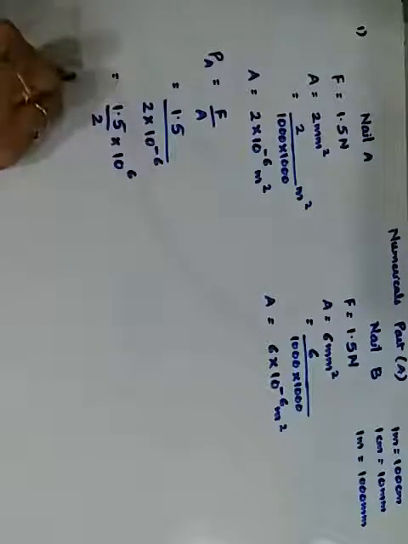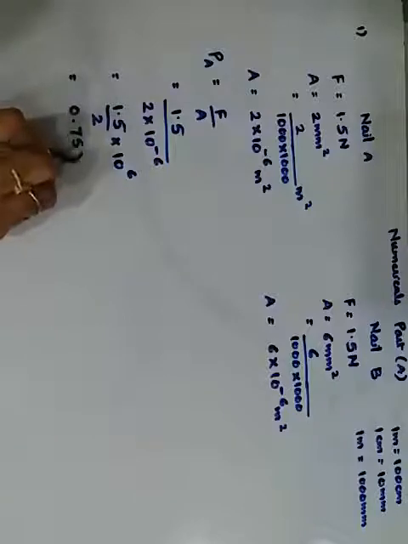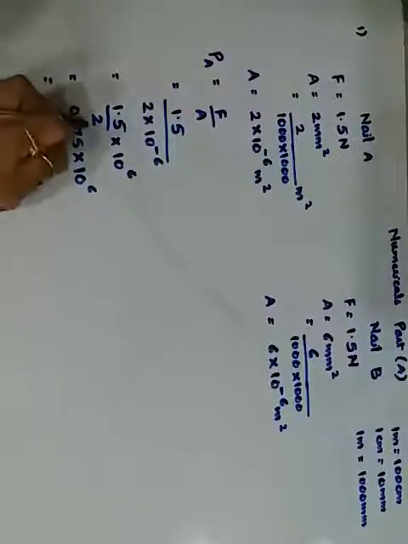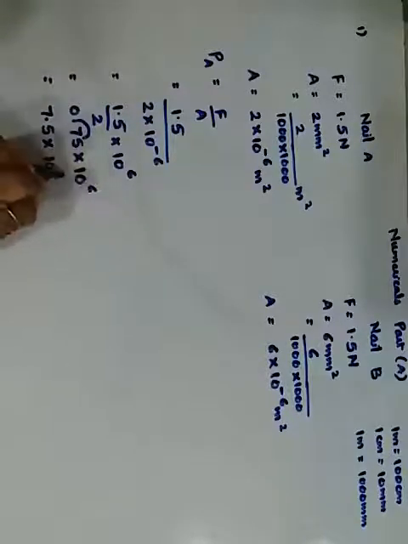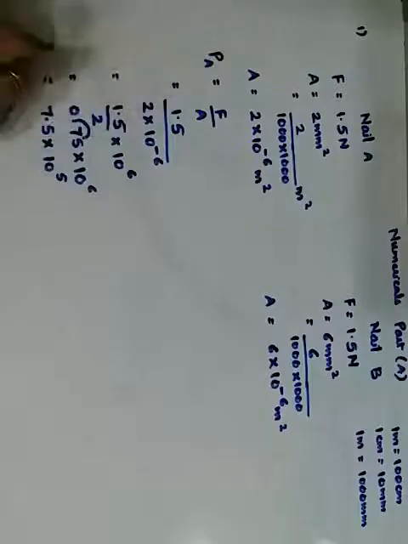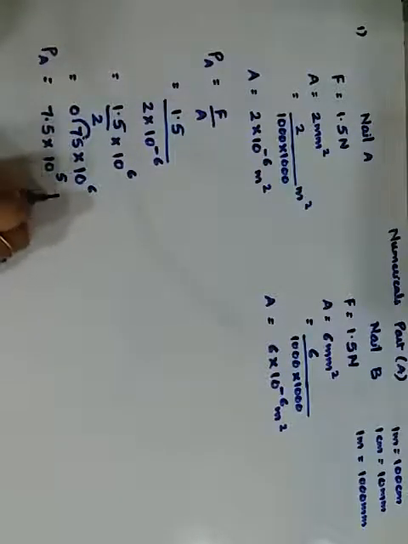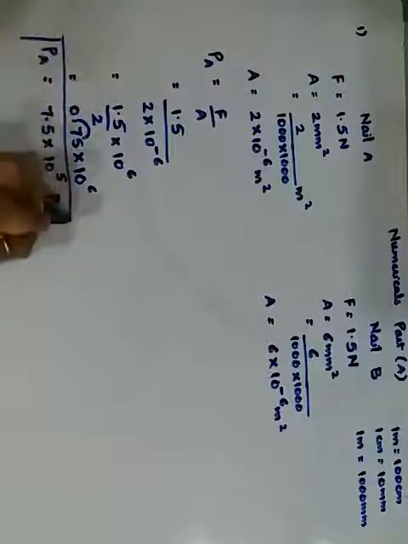Here when I go for cancellation, 2 zeros are, 2 sevens are, and 2 fives are into 10 raised to 6. But in physics I told you already that the decimal should be after one place. So it becomes 7.5 into 10 raised to, when you are shifting towards the right hand side, the power reduces by 1, so it becomes 5. So the pressure exerted on the nail A is this much Pascal. Okay, this is your first part, that is your nail A.